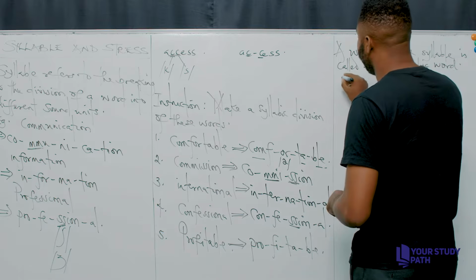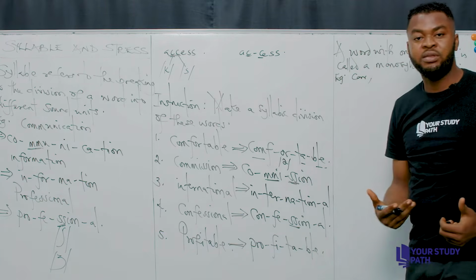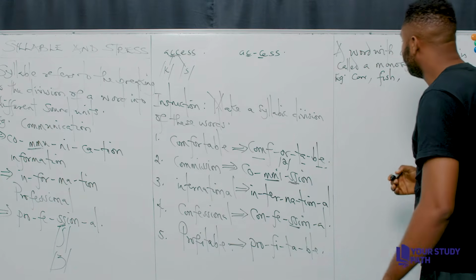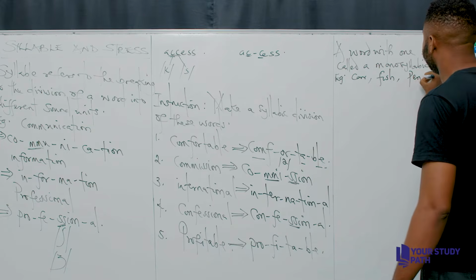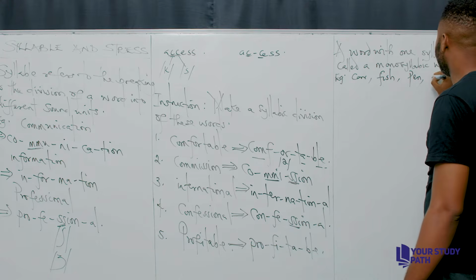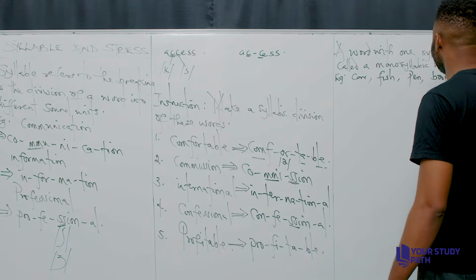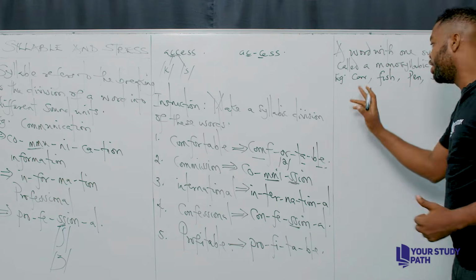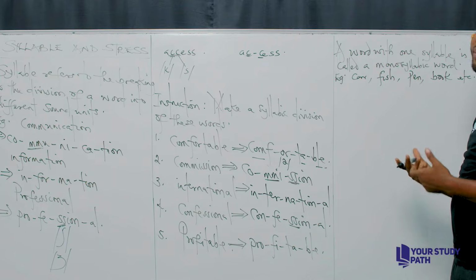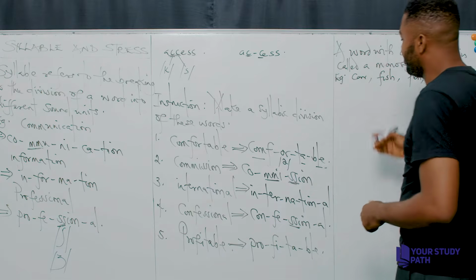For instance, you can have a word like "car," that's one syllable. You could have "fish," that's also one syllable. You could have "pen," that's one syllable. You could have "book," that's still one syllable, and many more. So each of these words is regarded as a monosyllabic word. Now let's proceed to the next part.